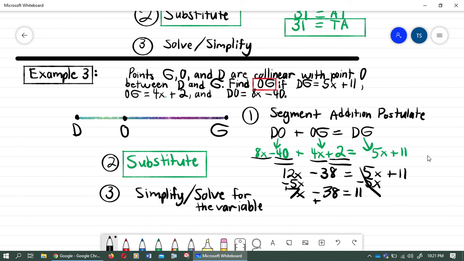Add 38 to both sides. There we go, add 38. That gives us 49. All right, so there. Now we've got 7x left over. And on the left side and on the right side, we've got 38 plus 49. 38 plus 49 is 87.